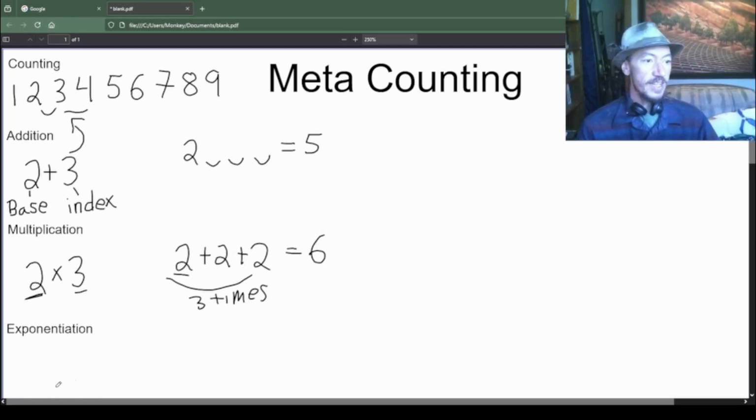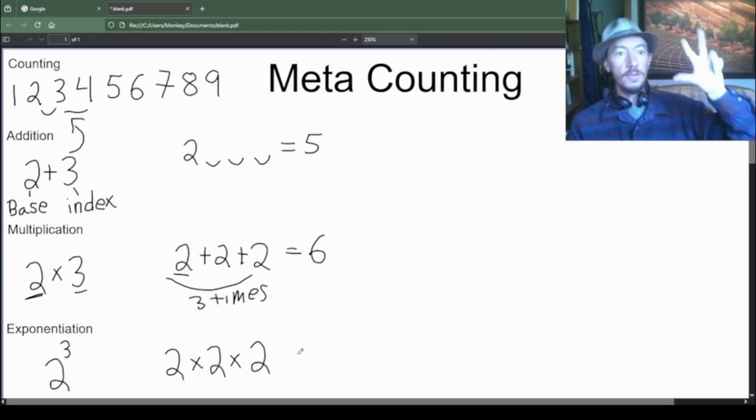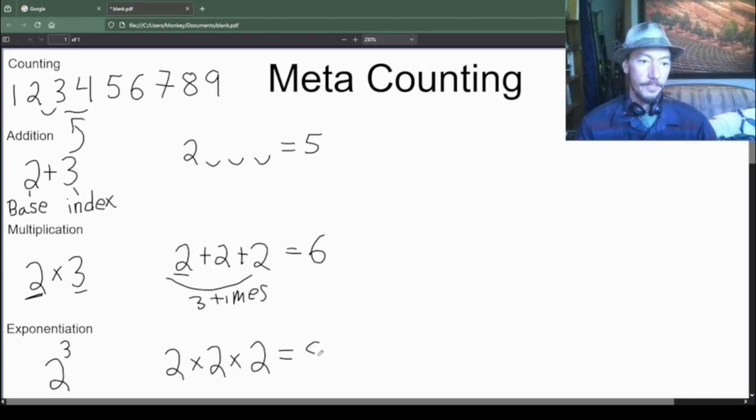And then we come to exponentiation, which we write as 2 to the third power, 2 raised to the 3. So how do we understand this? Well, this is just repeated multiplication. So we start with our base 2, and we multiply it by itself, the index, a total of 3 times. 2 times 2 times 2. And most of us actually think of exponentiation this way. Not many people have exponents memorized. When we see 2 to the 3, in our head we just do 2 times 2 times 2 to get 8.